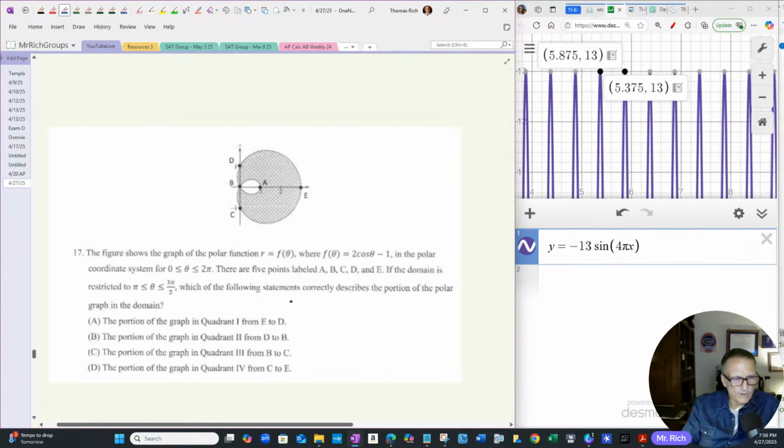Well, what I'm going to do here is find out what the r value is for those two extremes. So I'm going to come to my function and say, what's f of pi? That would be 2 cosine pi minus 1. Cosine of pi is -1. So that'd be -3.